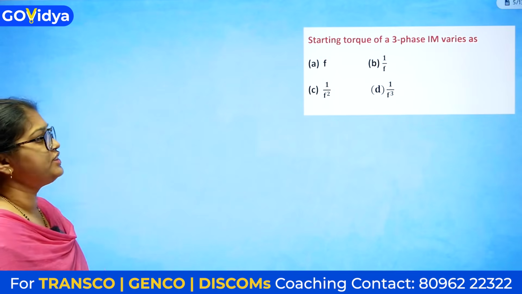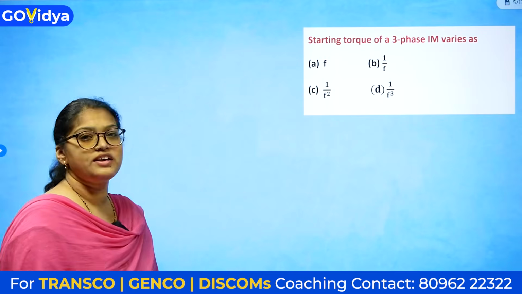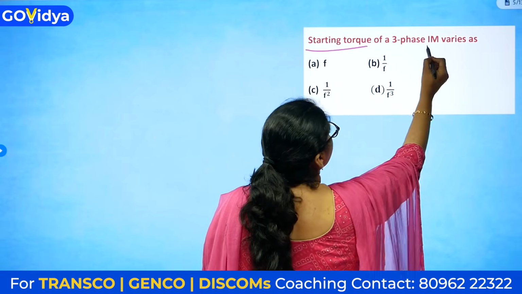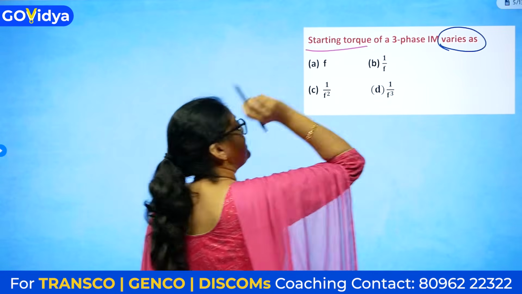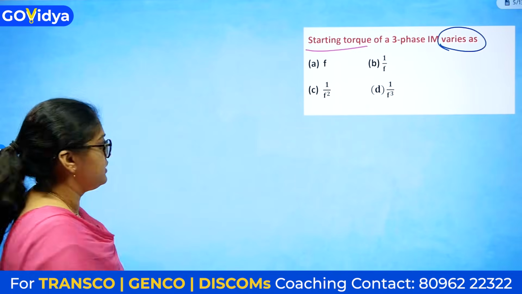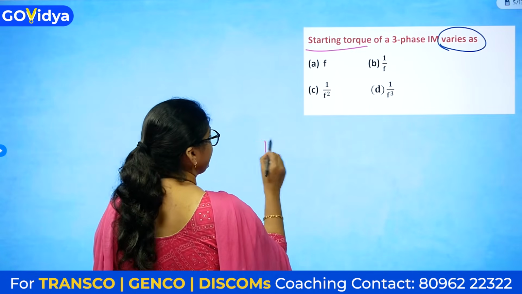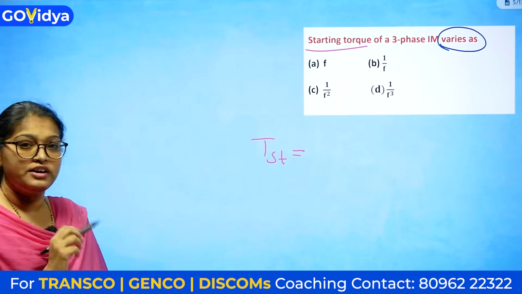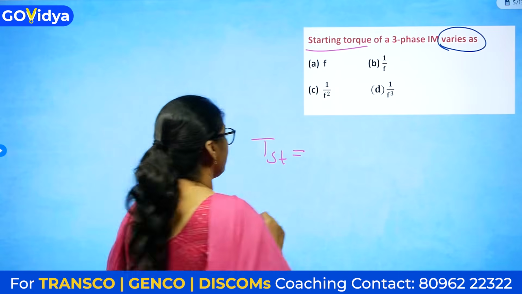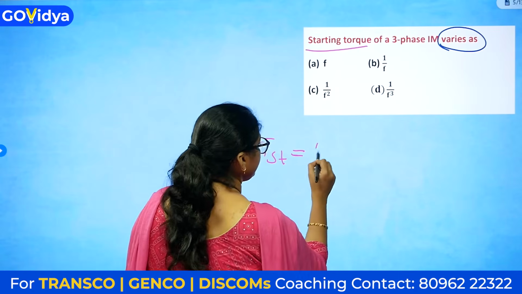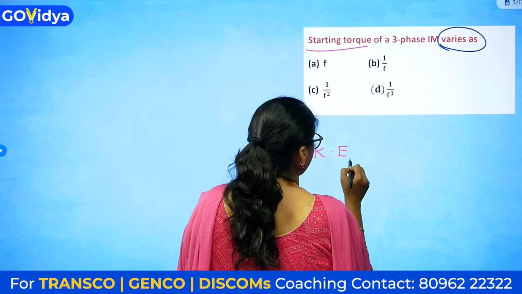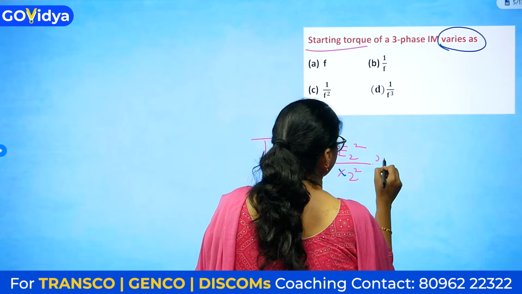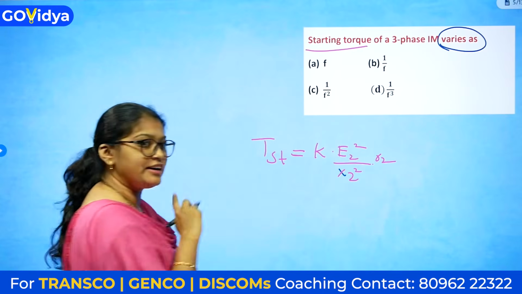The starting torque of a three-phase induction motor varies as what? We have to find which parameter it is directly proportional to. I'm writing the formula directly; in the last class we discussed some of the basics, including definitions and formulas. So T_st is equal to K into E2 square by X2 square into R2. This is the starting torque.